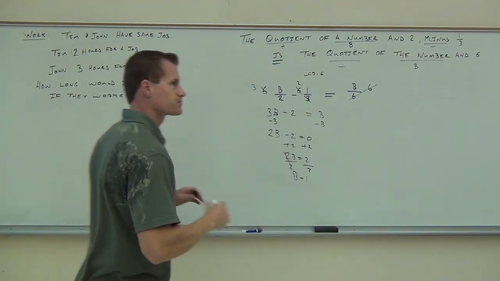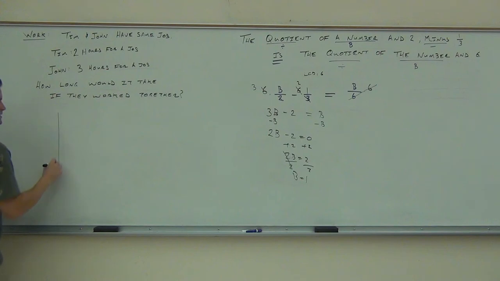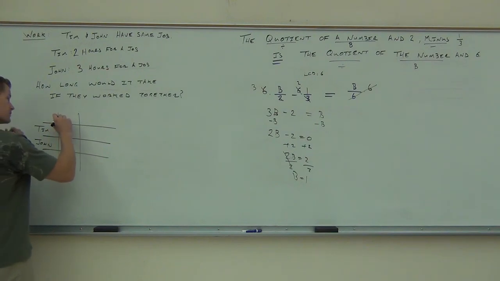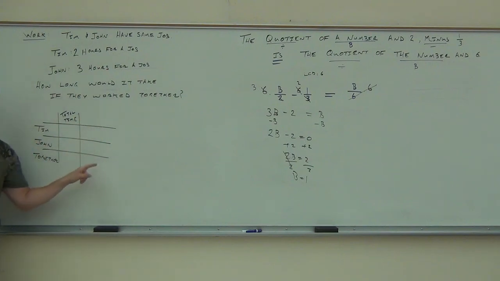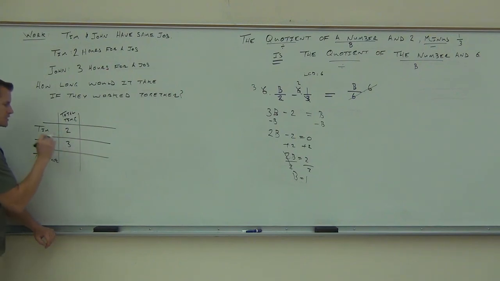Here's a way to do this. We're going to set up a table. We're going to have Tim, John, and together. We're going to have total time. But this right here is the key column. We're going to fill this out in just a second. How long does it take Tim? 2 hours. How long does it take John? 3. How long does it take them together? We don't know. Here's the key part in doing this problem.